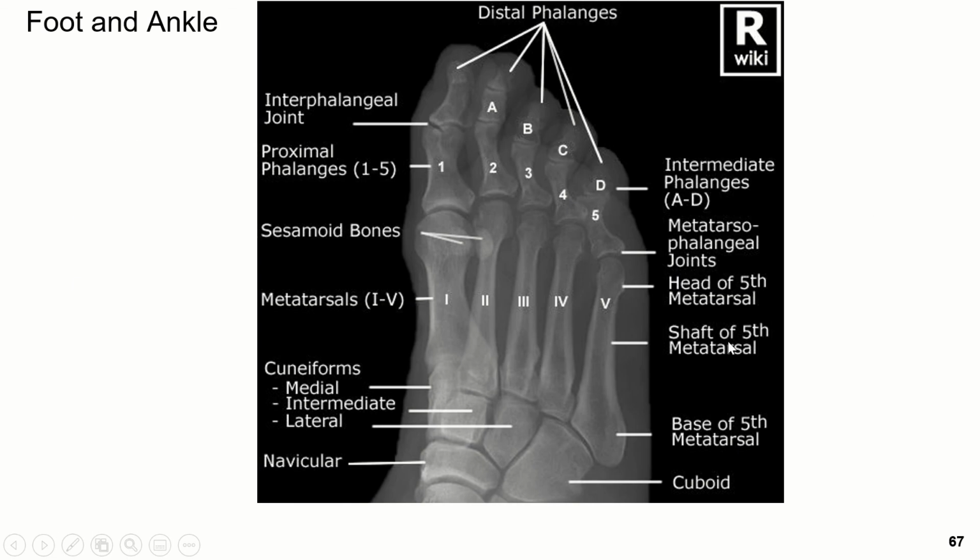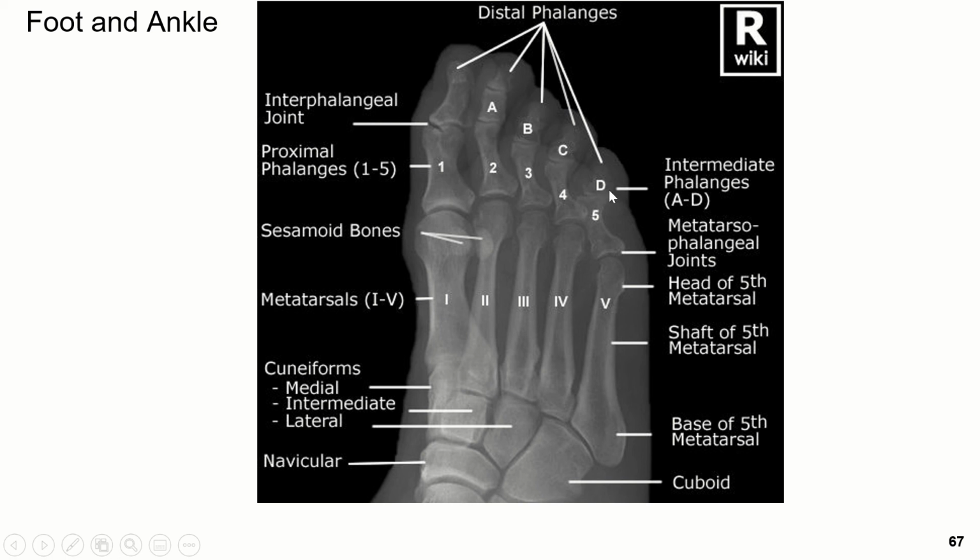And then we get to the rest of the bones of the foot. Metatarsals, number 1 through 5. Proximal phalanges, 1 through 5. Distal phalanges, 1, 2, 3, 4, 5. And then, of course, digits 2 through 5 have intermediate phalanges.